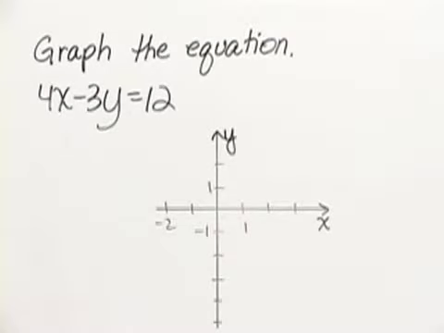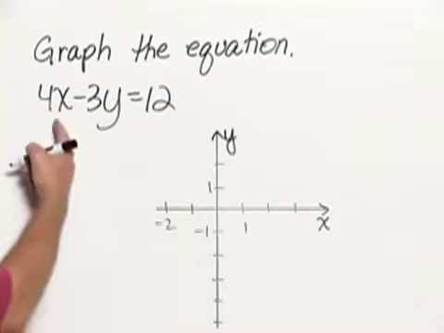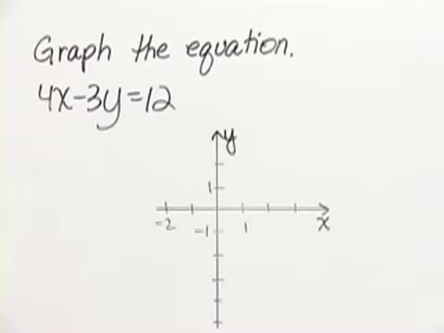Graph the equation. 4x minus 3y equals 12. Well, this is set up in standard form, and we can find the x and y intercepts.